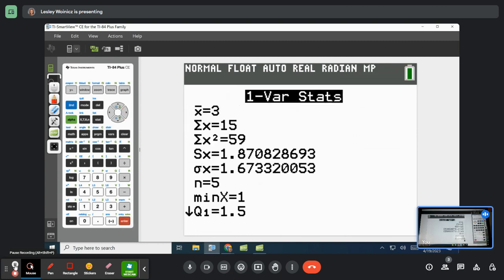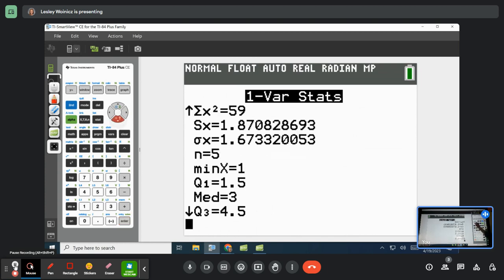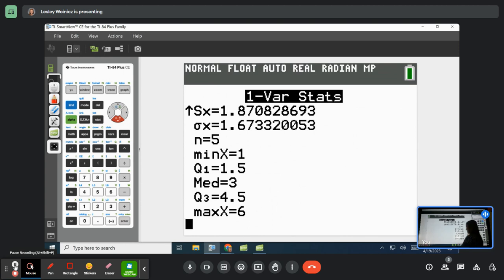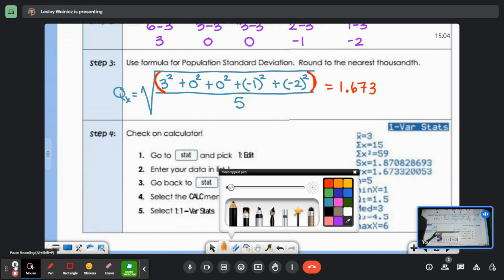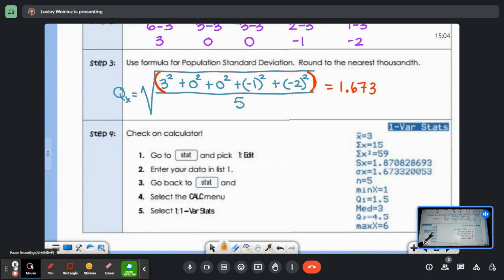Okay, we know and love the screen. All of our favorite information is here. So you can scroll through yours and see what you can see, but I have mine printed out right here. And you can see that my population standard deviation right here matches. It's 1.673.